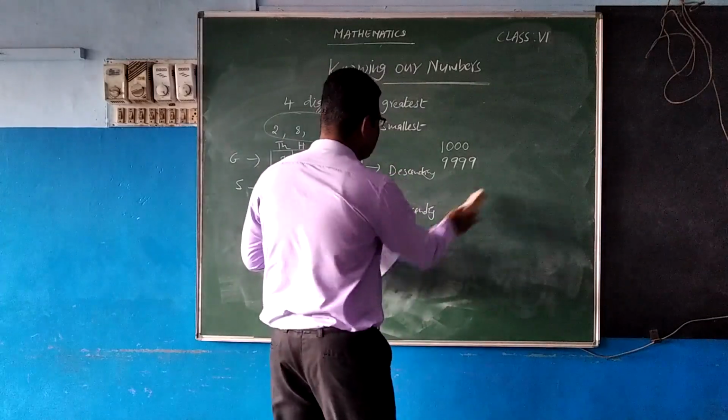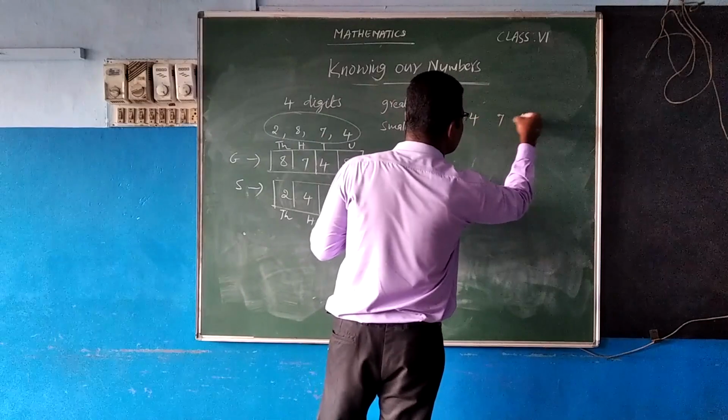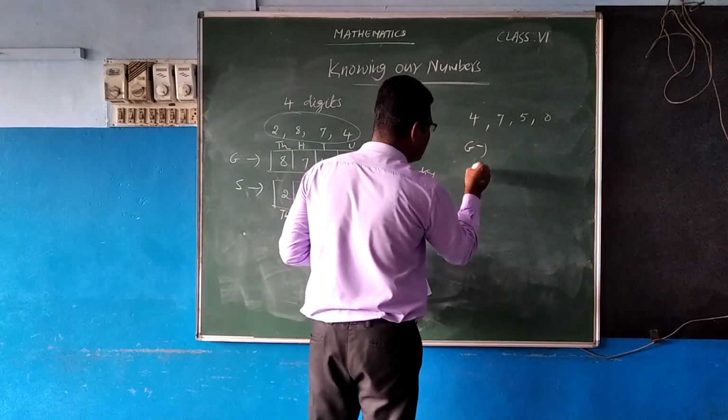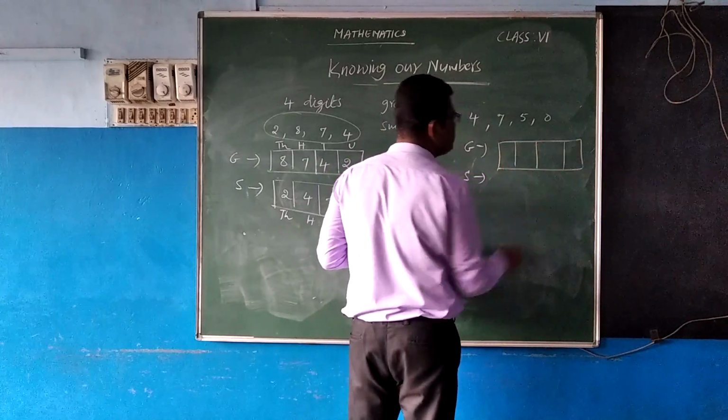Second question is like this. Suppose the given digits are 4, 7, 5, 0. What is the greatest number? What is the smallest number? Greatest number is very easy. Same.